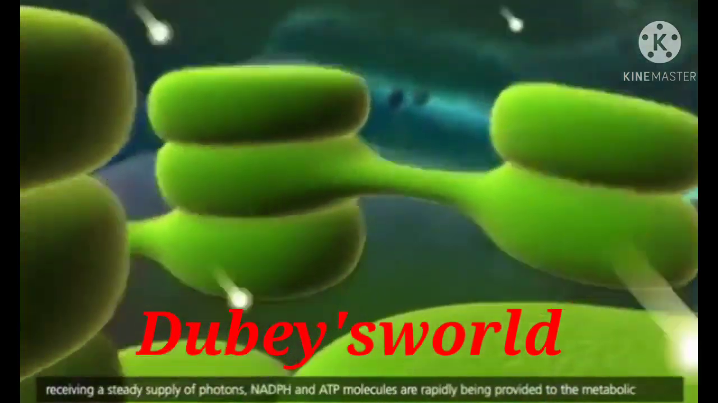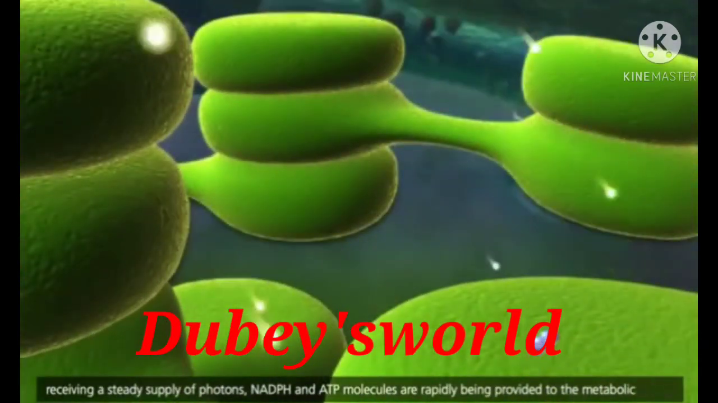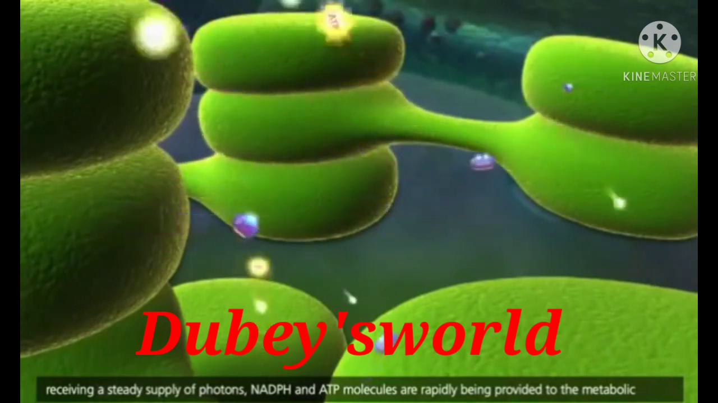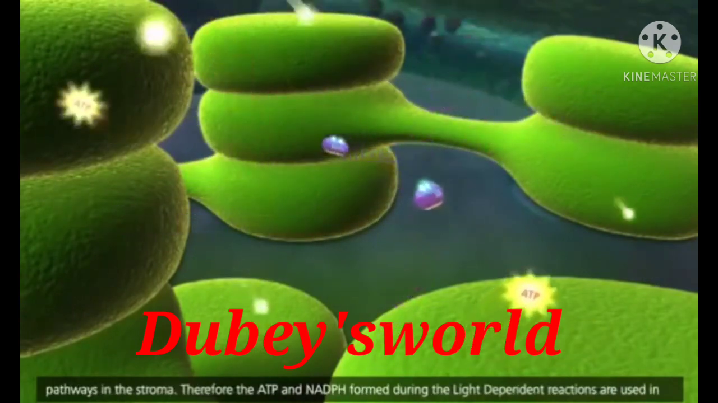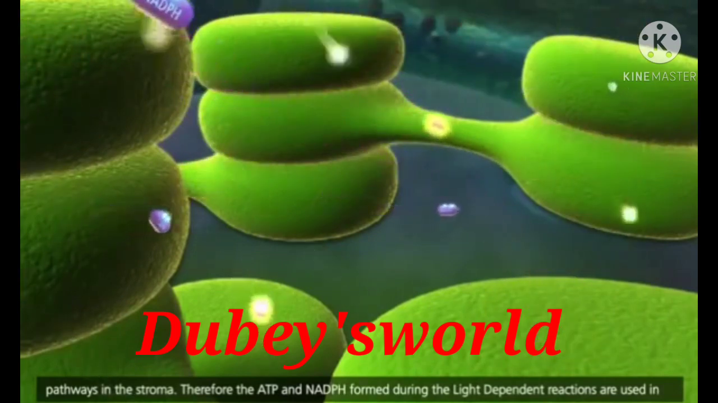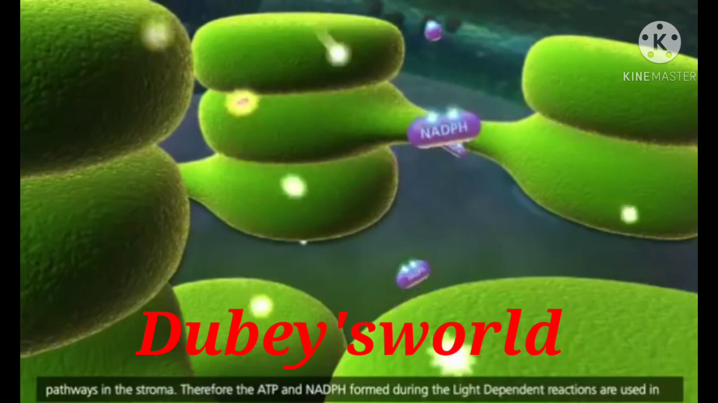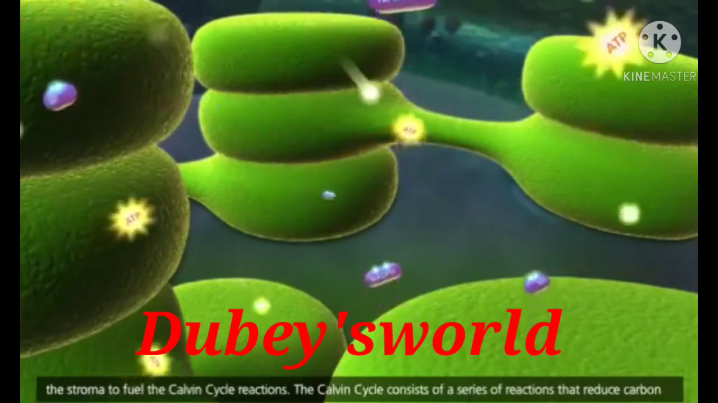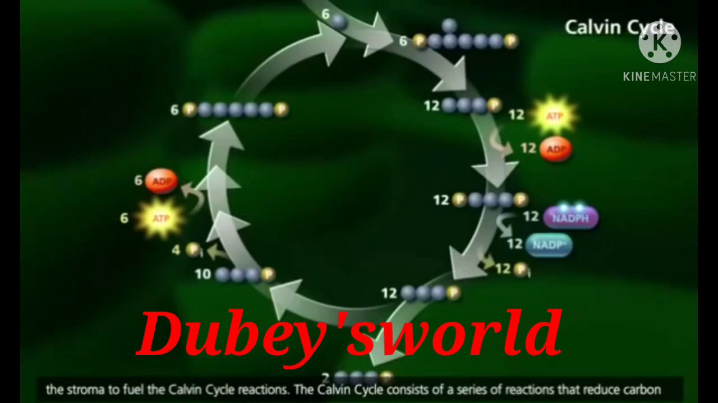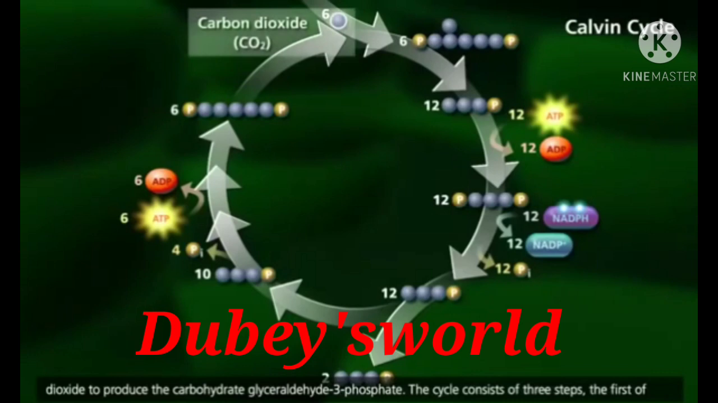When the chloroplast is receiving a steady supply of photons, NADPH and ATP molecules are rapidly being provided to the metabolic pathways in the stroma. Therefore, the ATP and NADPH formed during the light-dependent reactions are used in the stroma to fuel the Calvin cycle reactions. The Calvin cycle consists of a series of reactions that reduce carbon dioxide to produce the carbohydrate glyceraldehyde 3-phosphate.